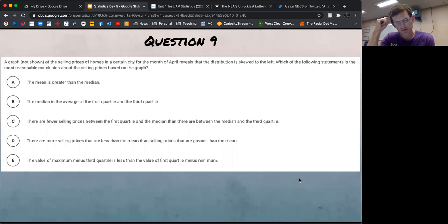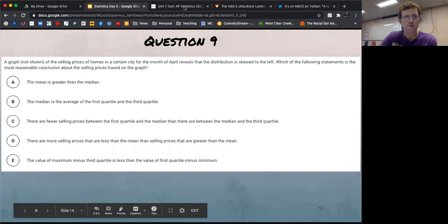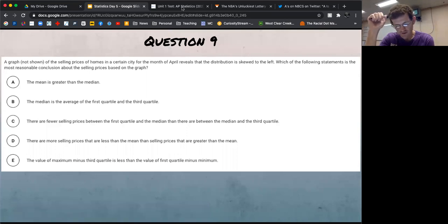Okay, now a graph, intentionally not shown, of the selling prices of homes in a certain city for the month of April reveals that the distribution is skewed to the left. Which of the following statements is the most reasonable conclusion about the selling prices based on the graph?